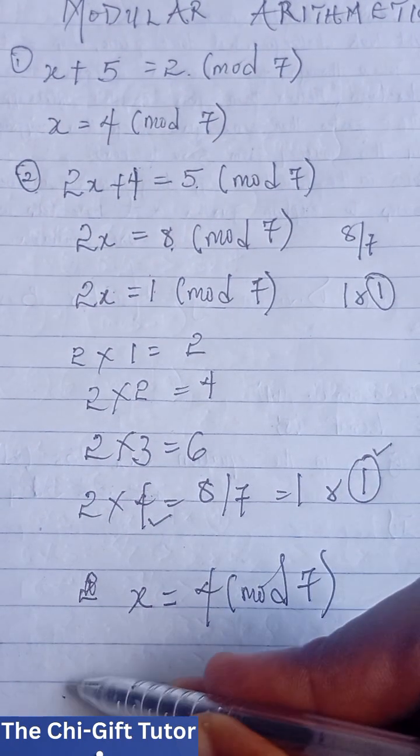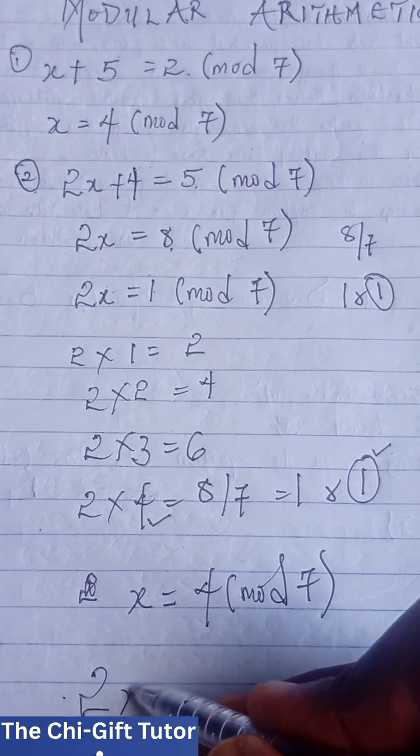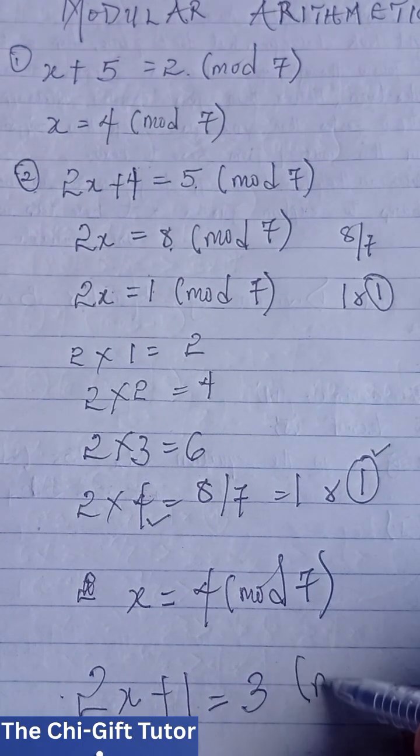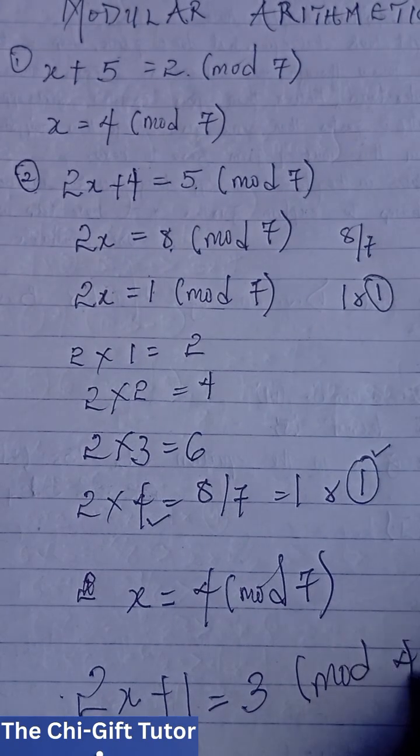Okay, so try this one quickly on your own: 2x + 1 ≡ 3 (mod 4).